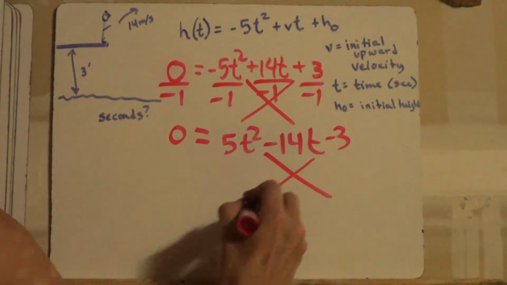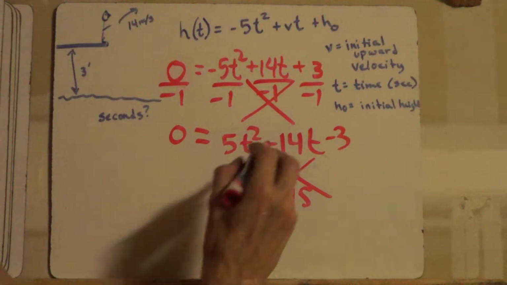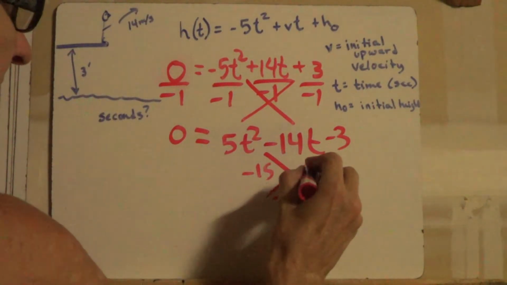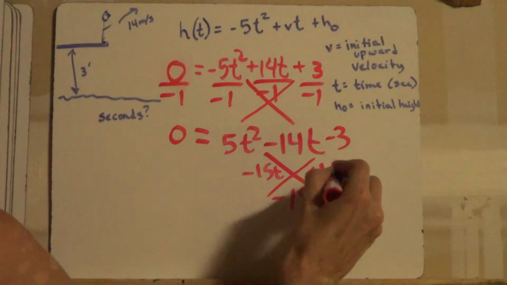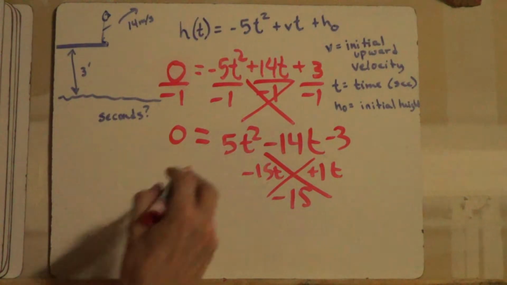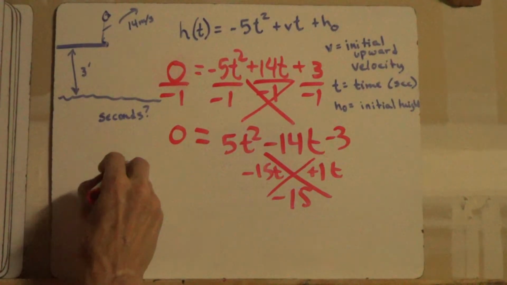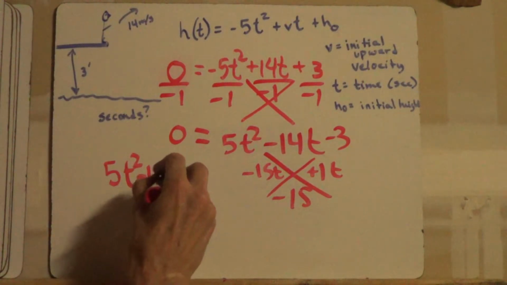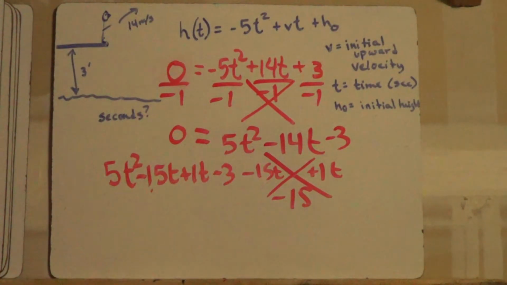Now we can play the X game. Negative 15 needs to add to be negative 14, so that would be negative 15 and positive 1. Bring a t in. Now you do your old man glasses. I'm going to write it off to the side here. 5t squared minus 15t plus 1t minus 3.